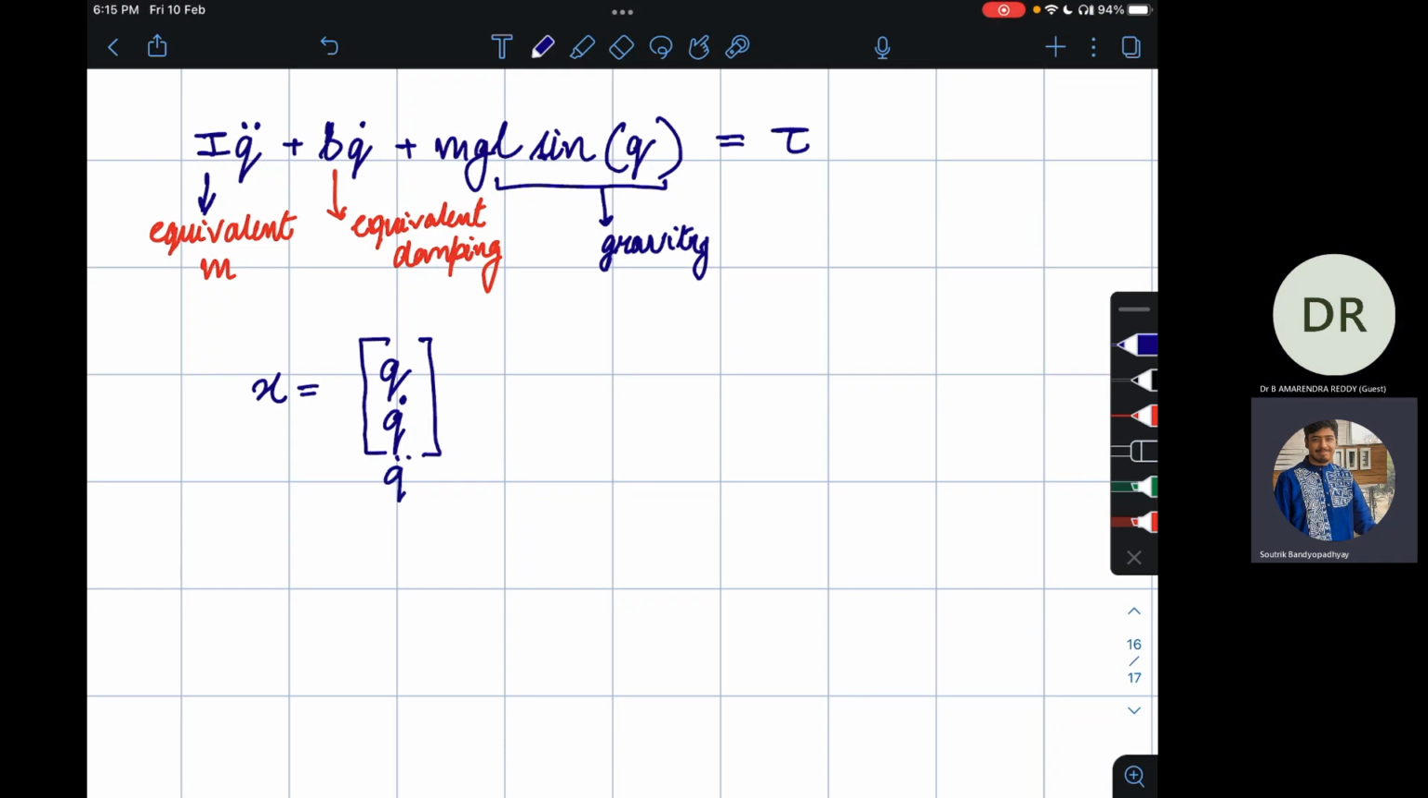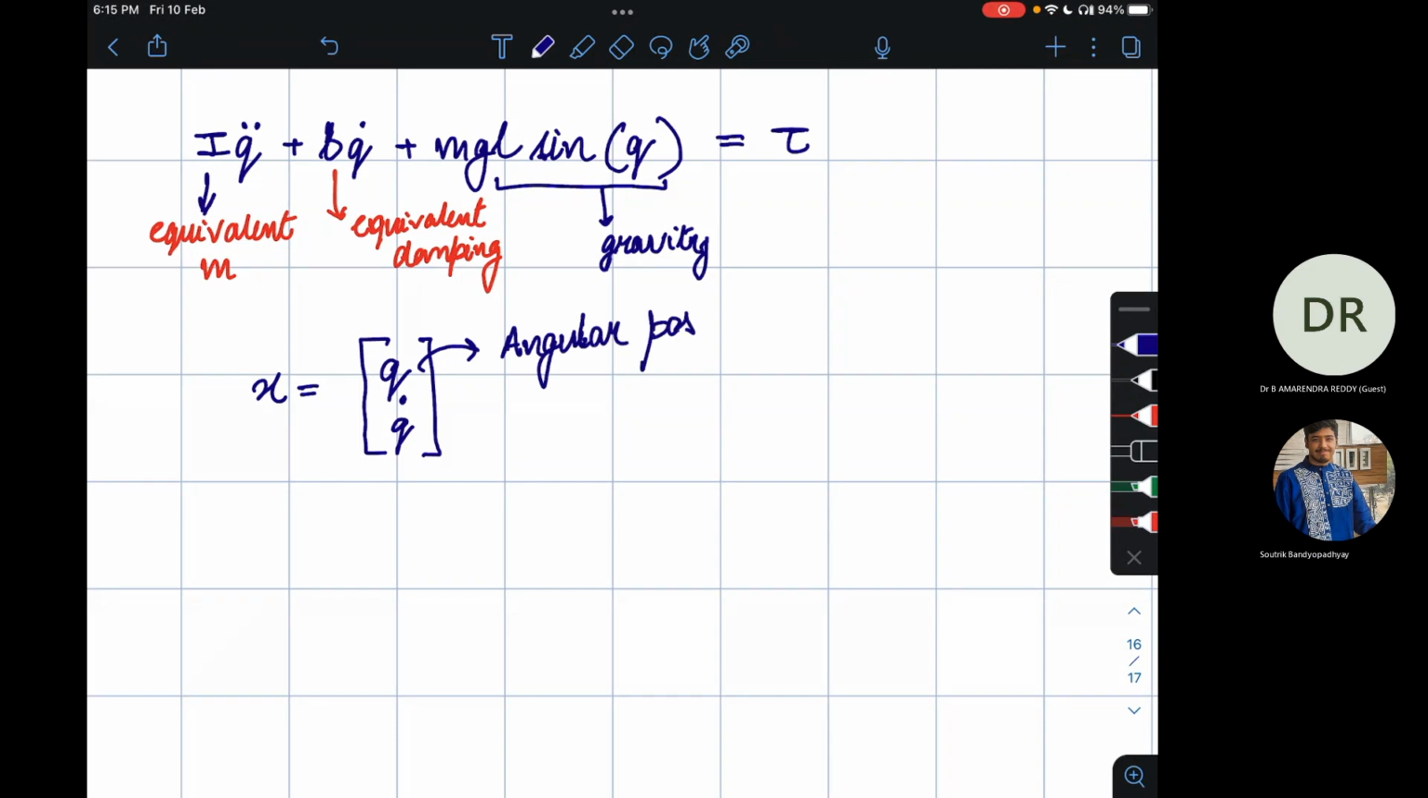If you had considered q double dot as a state as well, there wouldn't have been any derivative equation in this. So it would not be a differential equation, it would have been an algebraic equation. So we want a first order differential equation, so we have to consider one shy of the entire thing. So q and q dot only. So this is your angular position, and this is the angular velocity.